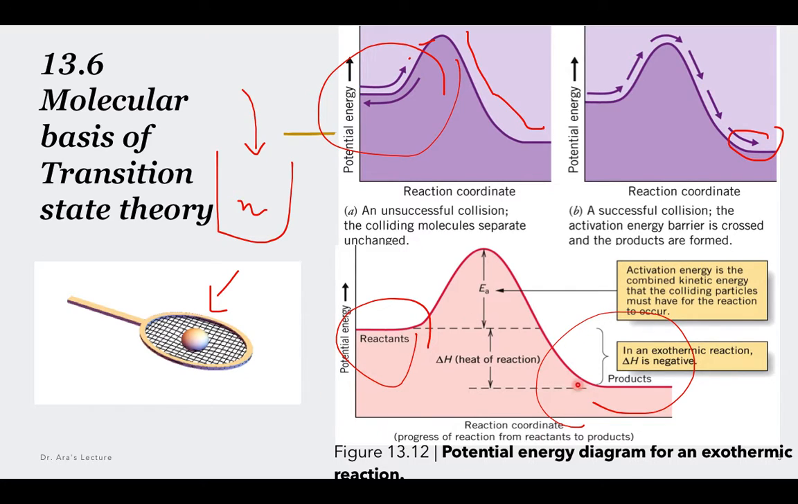If we look into this energy diagram and the reaction coordinate progress, what we can see is the potential energy, let's say in kilojoules per mole. Let's take the pen.